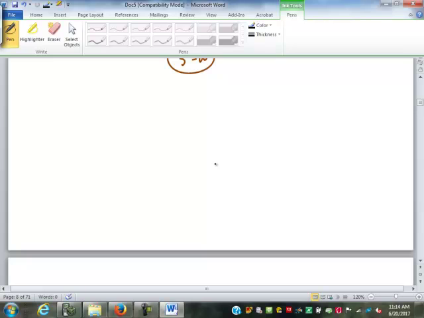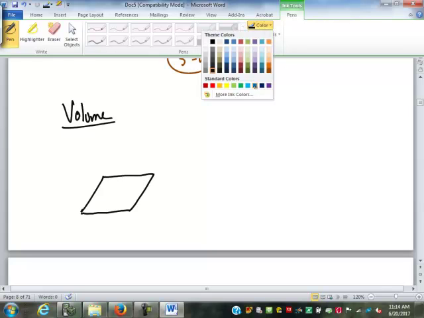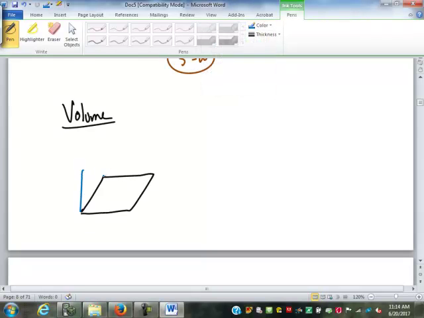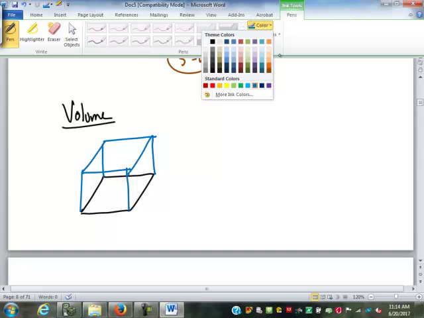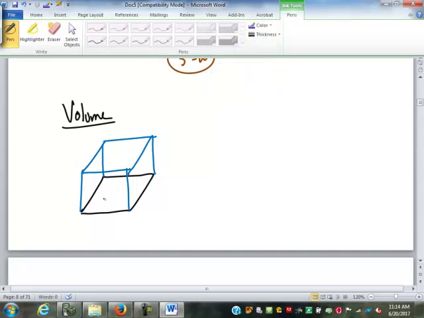We also have volume. Volume was taking that rectangle, that area, and moving it through space. So it is the area of the original rectangle times the distance moved. So yes, volume is length times width times height.